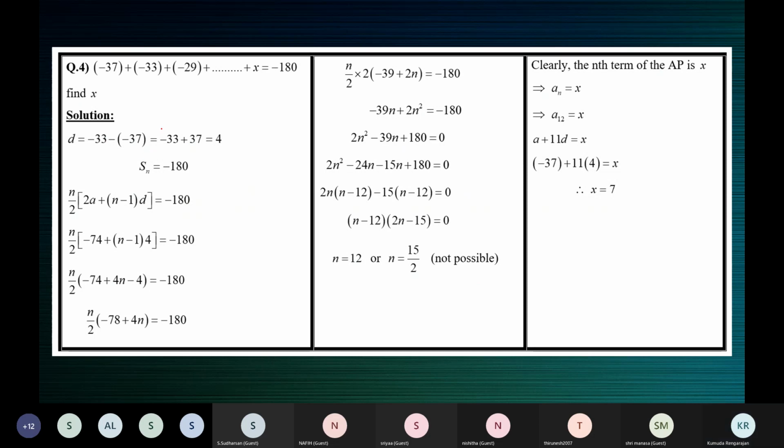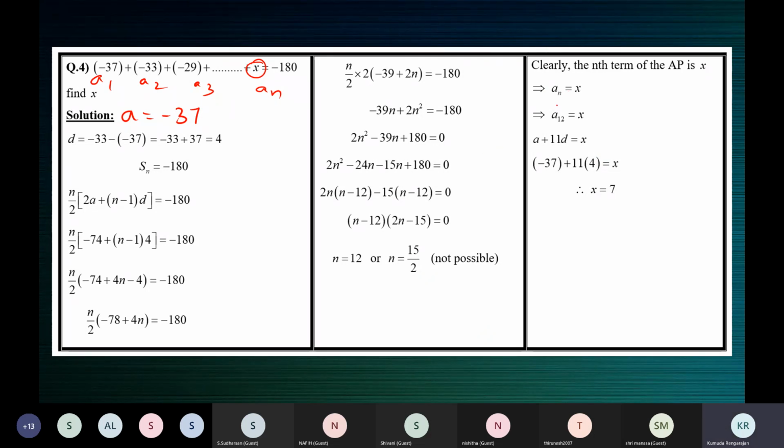This is the fourth one. So clearly the nth term of the AP is X. AN is X. This one is the nth term, this one is AN. This is A1, this is A2, this is A3. This one we don't know, AN. So the nth term is X.